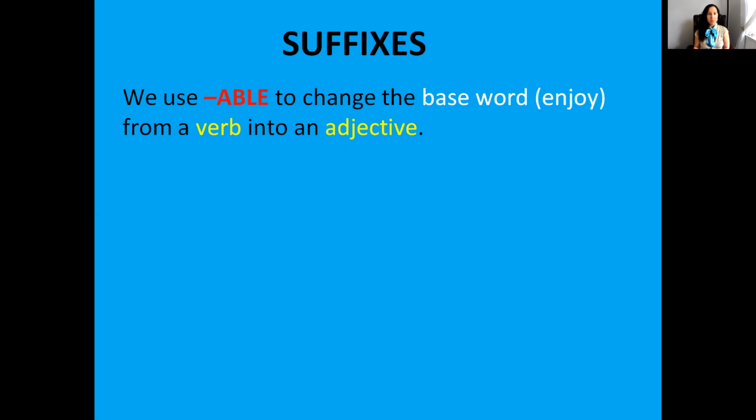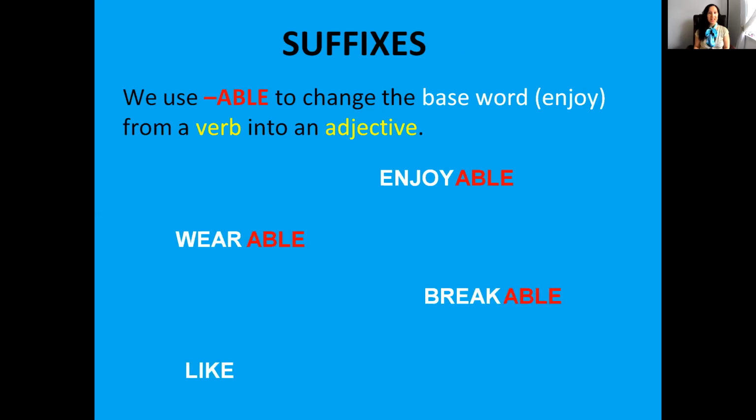Does everyone remember what a verb is? It's an action. Remember, enjoy, enjoyable. Wear, wearable. Break, breakable. Like, likable. You see how all these verbs change into an adjective by adding the suffix able? So remember, a verb is an action word and an adjective describes a person or place or thing.